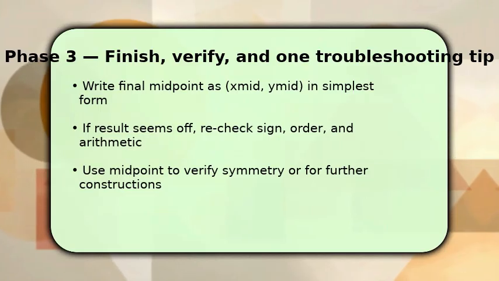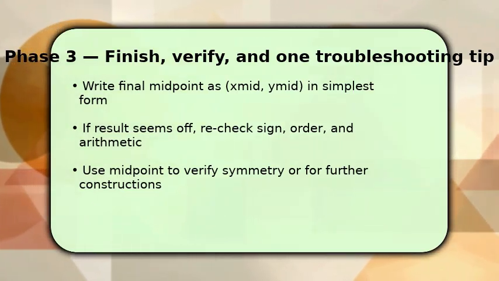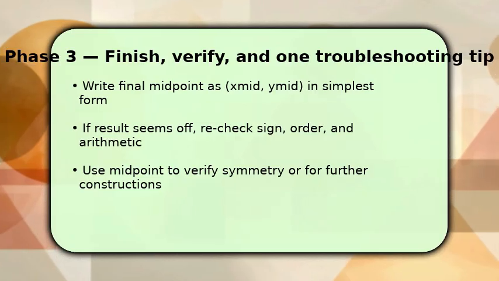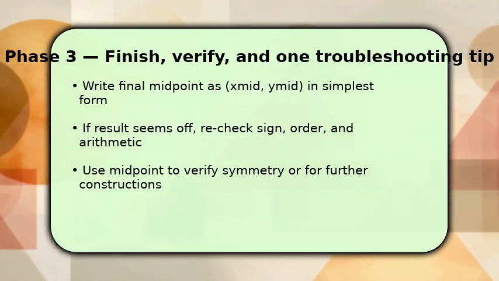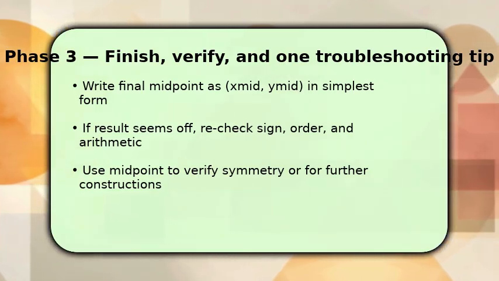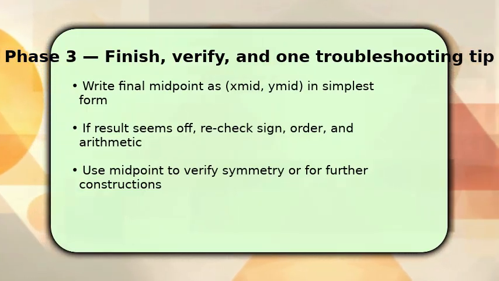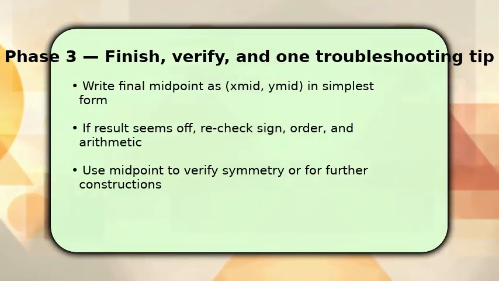Use it to verify that distances from the midpoint to A and to B are equal. This confirms correctness. If the point looks wrong on a sketch, recheck your signs, the order of coordinates, and that you divided by 2 rather than another number. A quick fix is to recompute one coordinate at a time aloud. This often reveals a dropped negative or a misadded value.